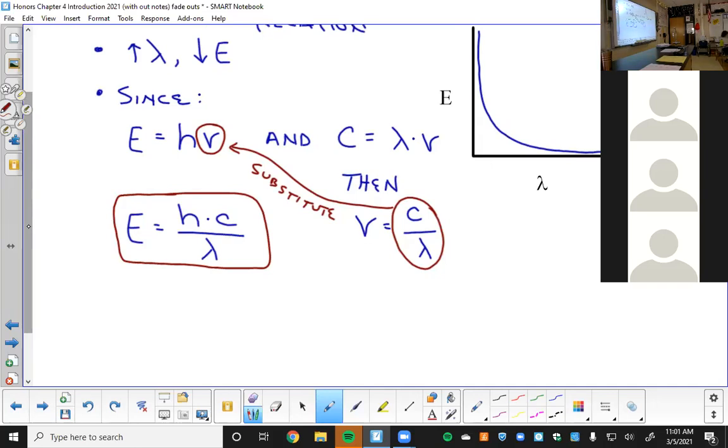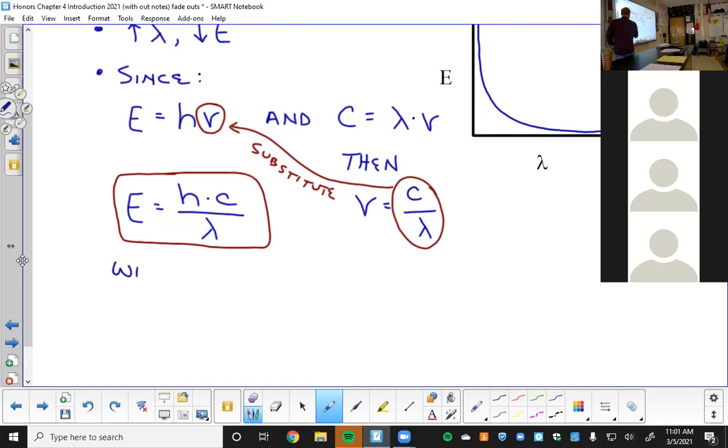Technically, you don't need this equation because you can solve for frequency with one equation and take that answer and plug it into the other equation. Like literally just use two equations to get the same answer. But most people like to do it with one equation, so that's why we show this.